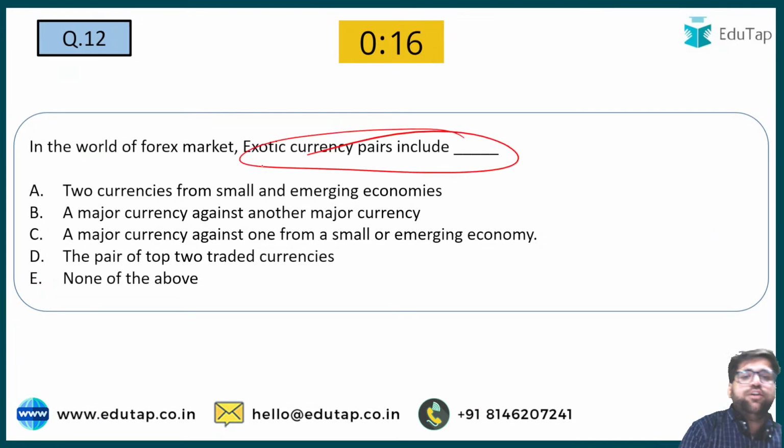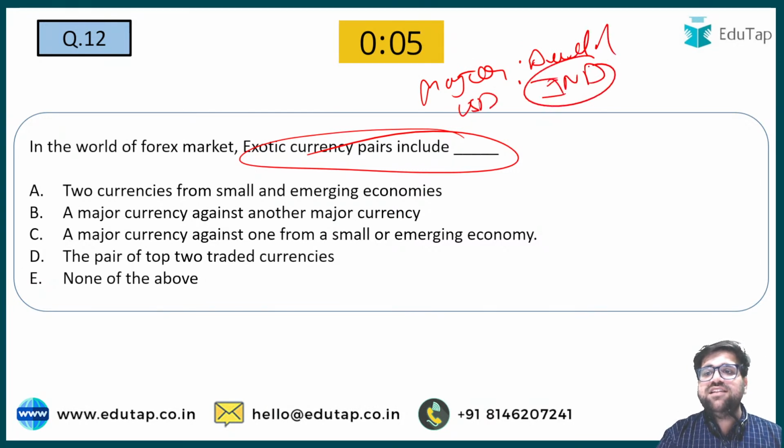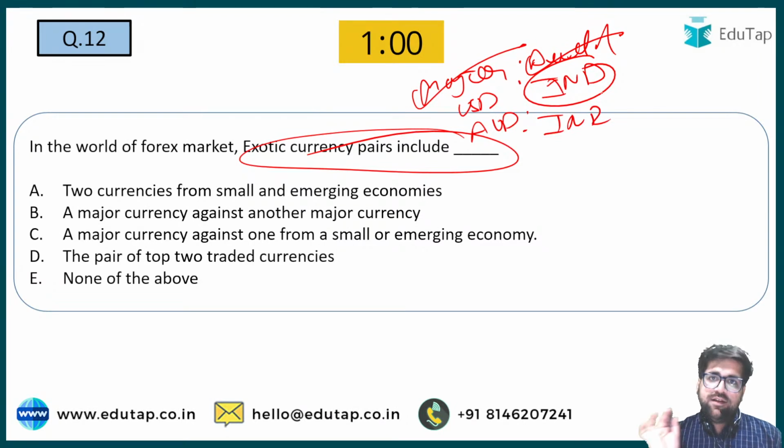Exotic pairs, exotic currency pairs. Exotic currency pairs means that there is some major currency tied up with some developing country currency. For example, take USD and India. Okay, India is a developing country. USD is a major developed country currency. For example, Australian dollar is tied with Indian national rupee. This is also very important.